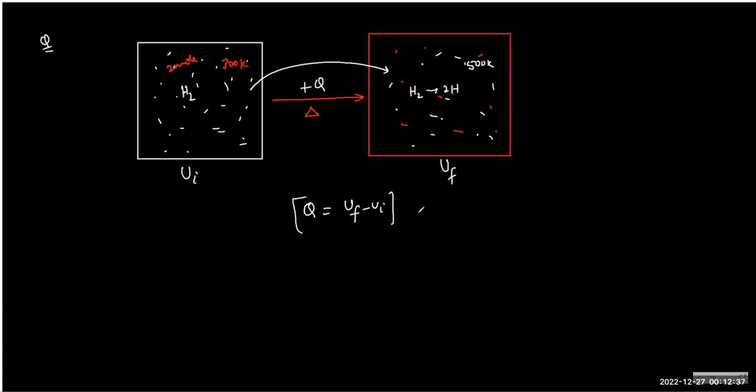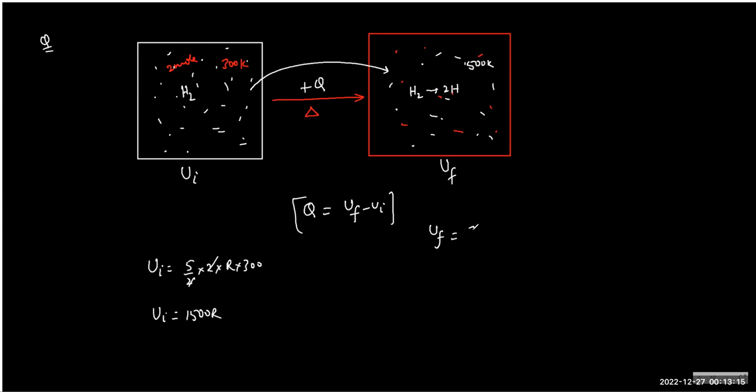So what is U initial? Use the formula. What is the degree of freedom of the H2 molecule? 5. So we can write 5 by 2 nRT. Always express your answer in terms of R. Don't put the R value in thermodynamics. This is the way to calculate always. So how much is U initial? 1500R. What is U final?